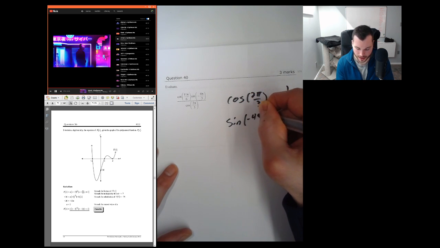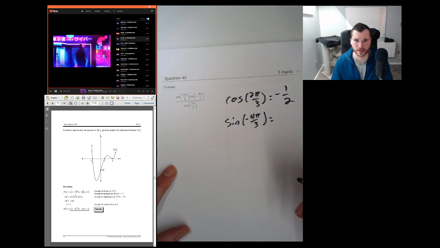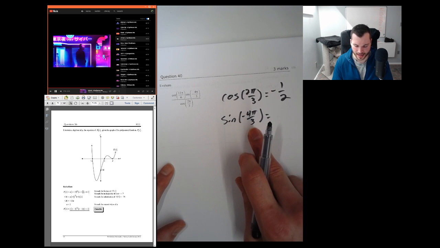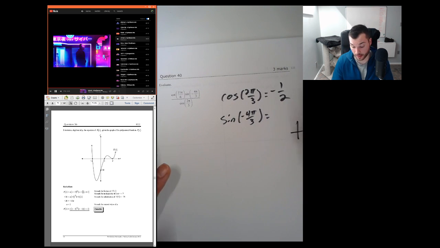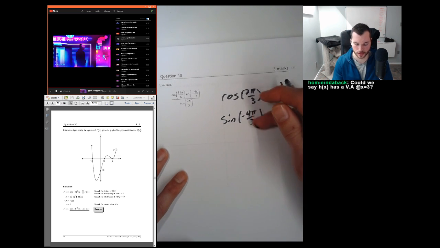Sine of negative 4 pi by 3. Now you could make this a coterminal, but I'm thinking that I'm just going to do this one in my head as well. That is... Oh, maybe I'm not going to do it in my head. This is right here, I believe. So that's going to be a positive root 3 over 2. Yep. Oh, these are coterminal right there.